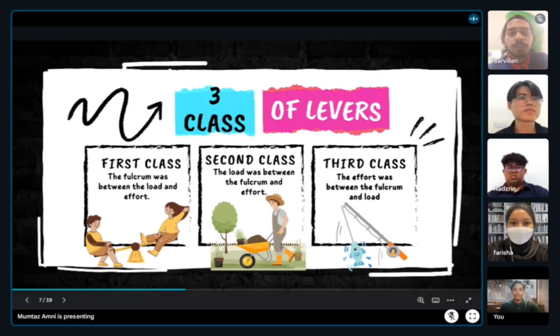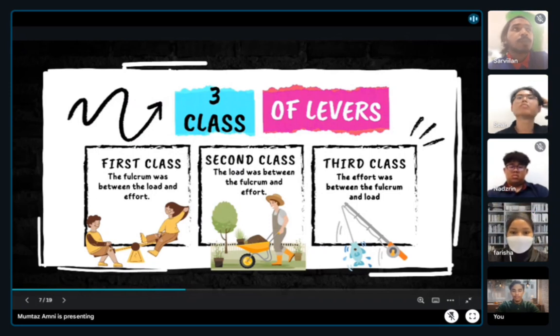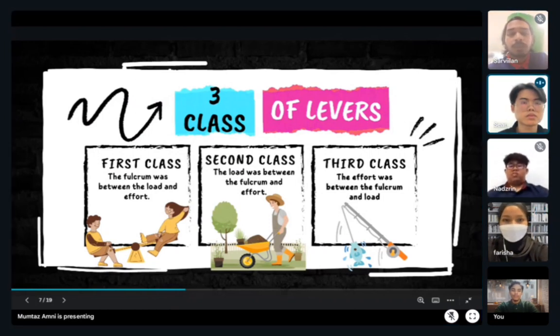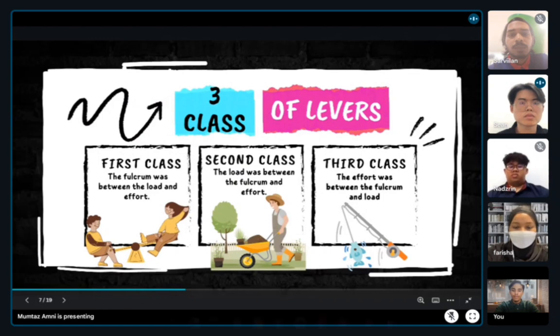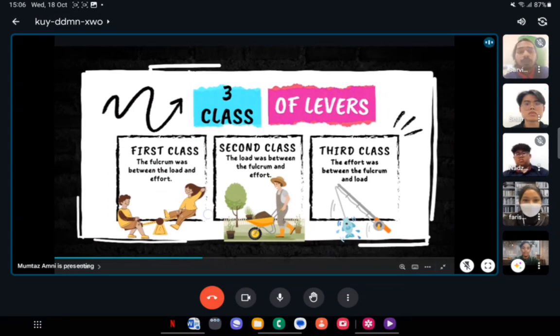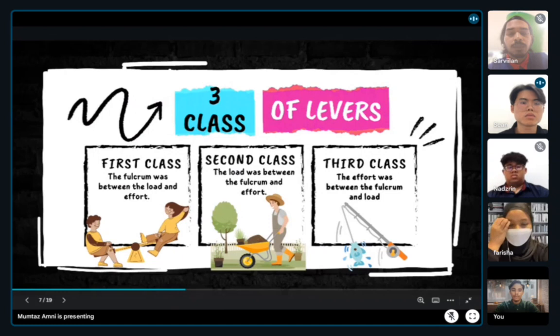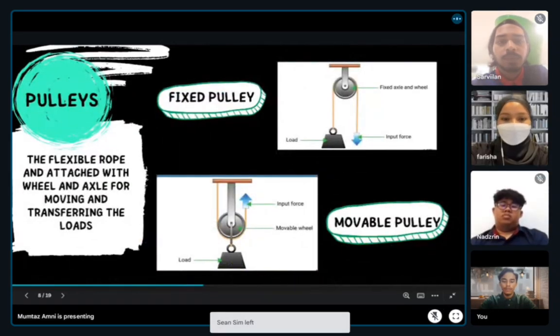For first class, the fulcrum is between the load and effort. For example, a seesaw. Second class is where the load is between the fulcrum and effort. For example, a wheelbarrow. And the third class is where the effort is between the fulcrum and load. For example, a fishing rod. Next is pulleys.